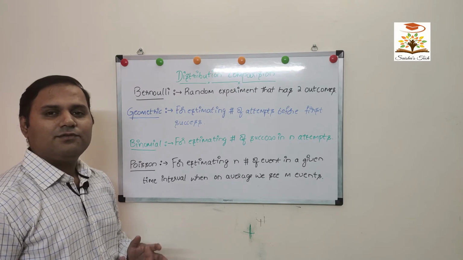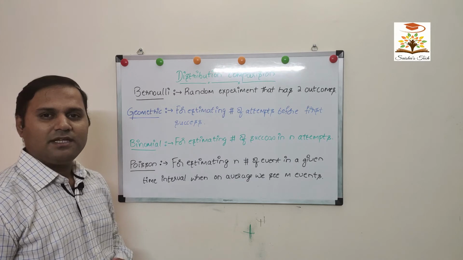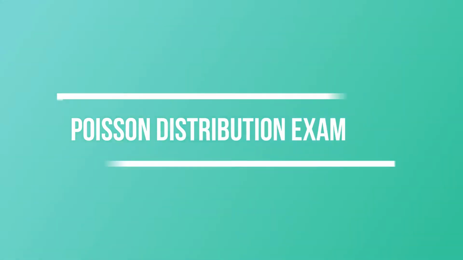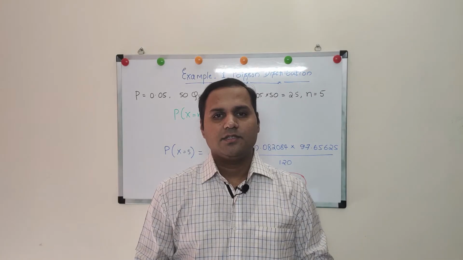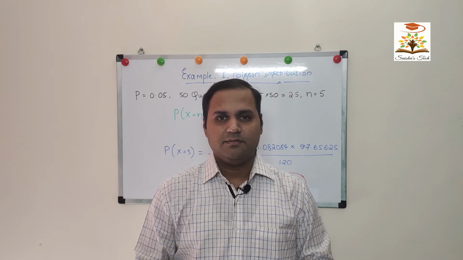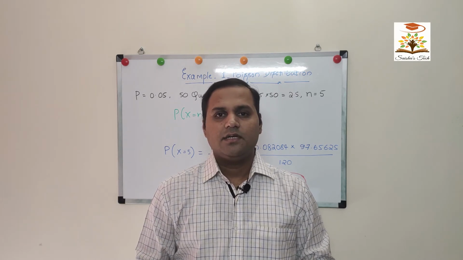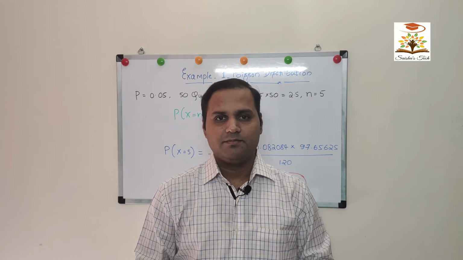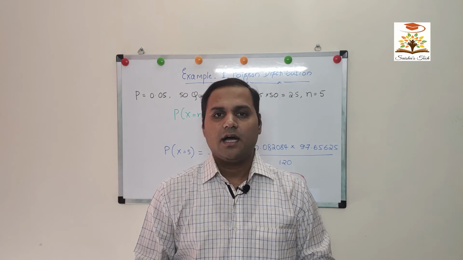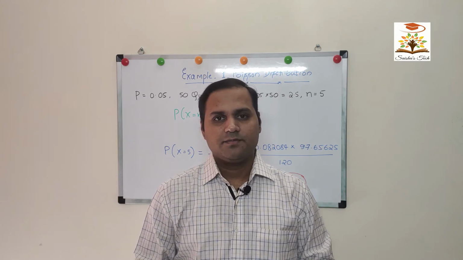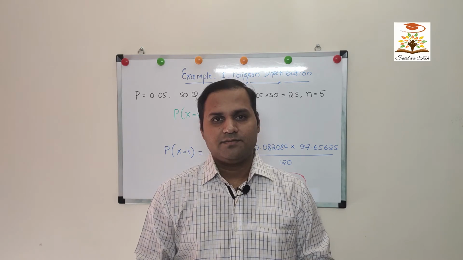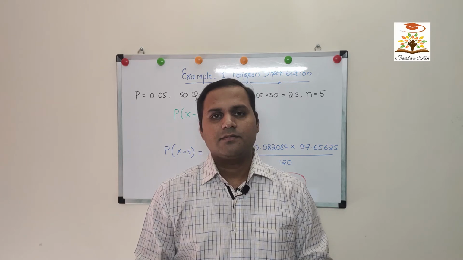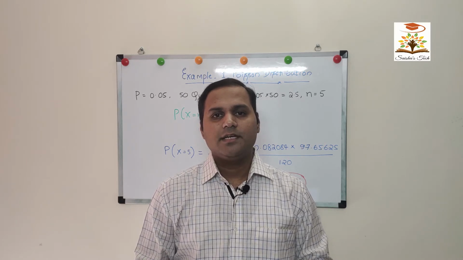Now let us understand a few of the applications of Poisson's distribution with examples. In the first example of Poisson's distribution, a student is preparing for an exam. He has not done his revision for the exam. Hence, he wants to guess the answers for each of the questions. The probability of getting the question right is 0.05 and there are totally 50 questions. Now we want to identify what is the probability that he will get 5 questions right out of 50 questions.